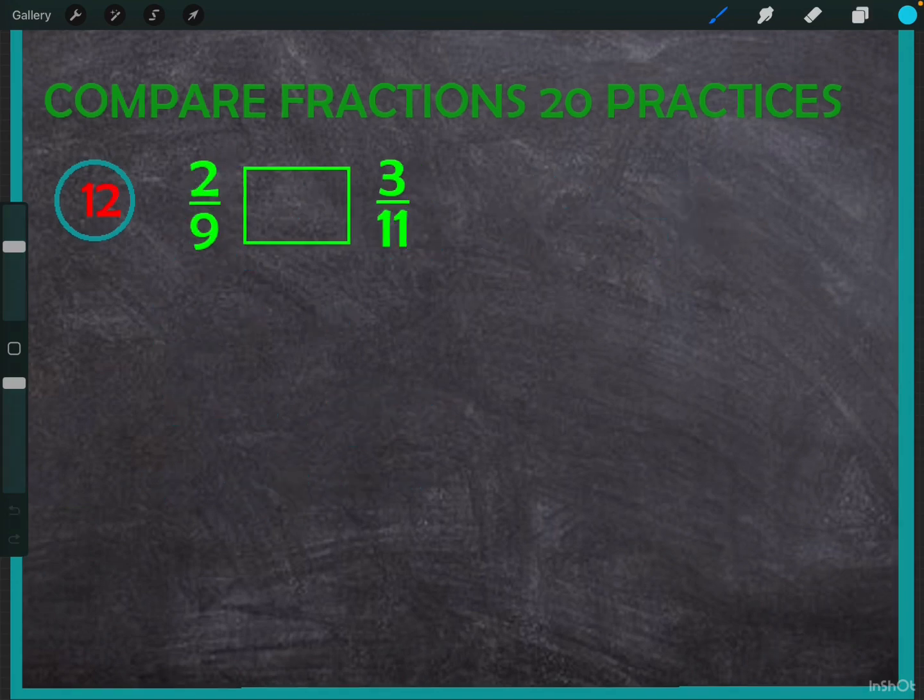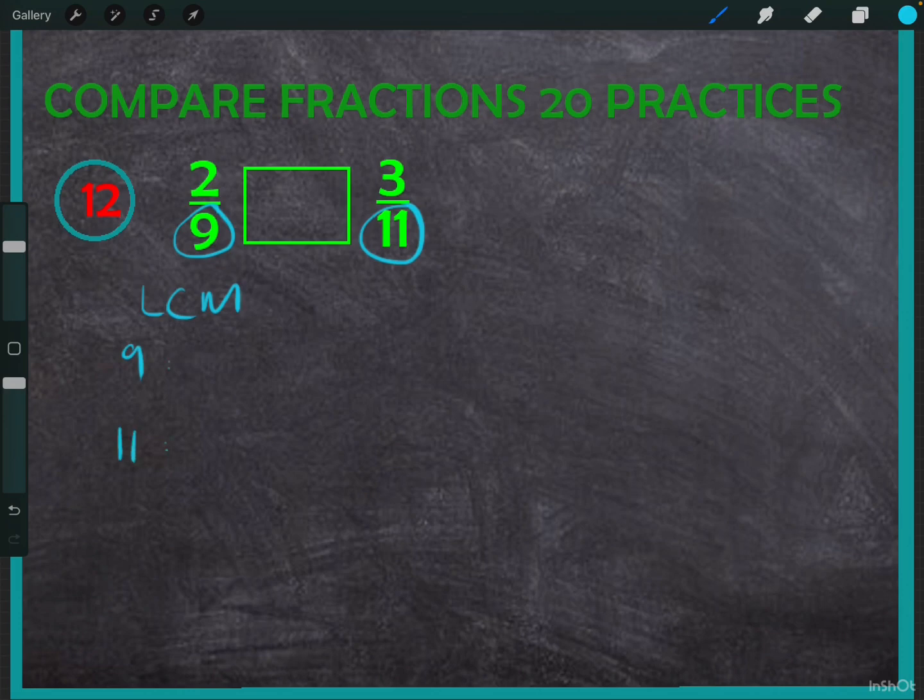Practice number 12, we have two fractions 2 over 9 and 3 over 11. These two fractions have different denominators, 9 and 11. To compare them, we must go ahead and find the LCM for number 9 and number 11.